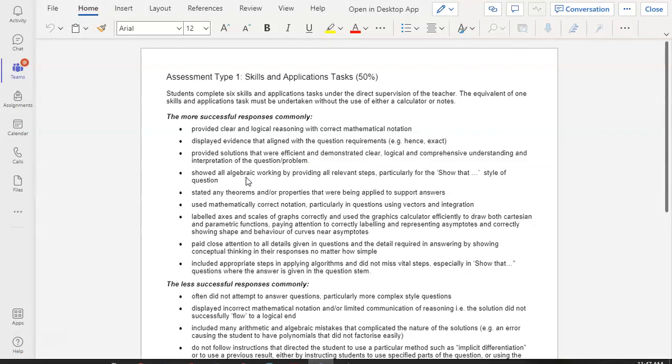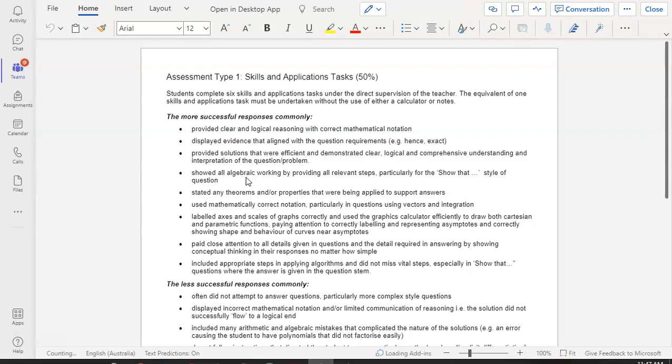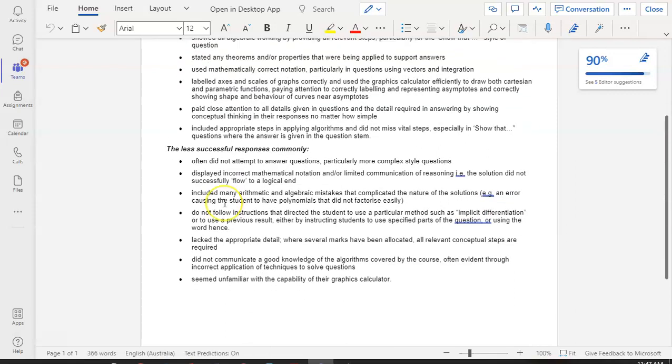This is what the examiners from last year sent out after looking at all the moderation material and the tests. This is some of the feedback they were giving. This is what they liked, the successful responses, and those students who weren't that successful with some of this. So it's worth a little bit of a read to see if you're doing everything they were happy with. Students often did not attempt to answer questions, particularly the more complex ones, so always make a go of it. They need to see the flow of your working. So that's something you can hopefully have a squiz at.